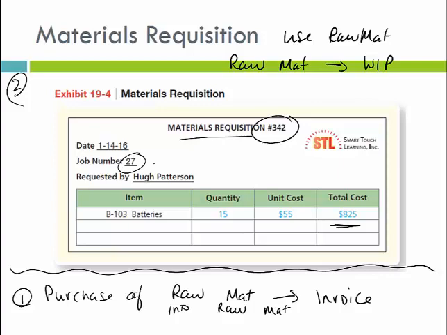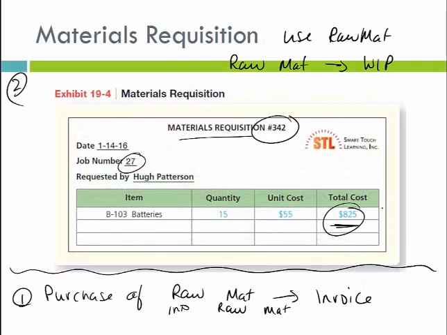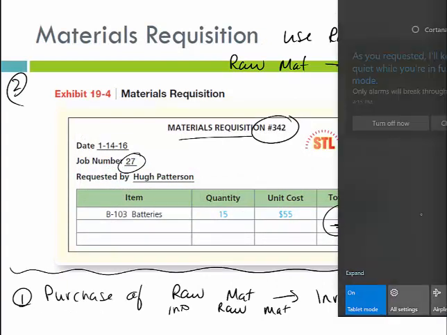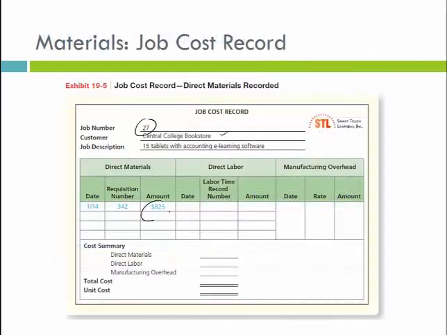That's what this shows. And then when he was working on job number 27, here's job number 27, here's the customer. And we saw this $825 is going out of raw materials, and it's going into this job right now. And now this job is keeping track of everything that goes in here. So this materials requisition is what sends it over to here.